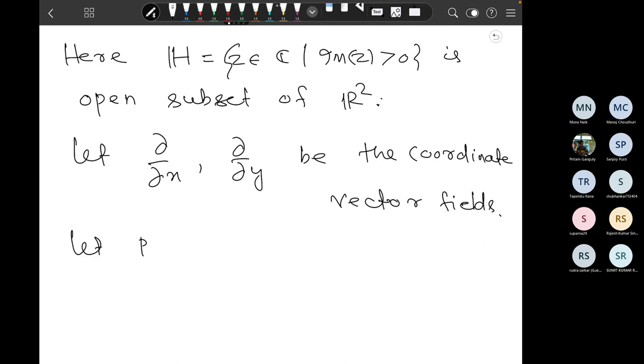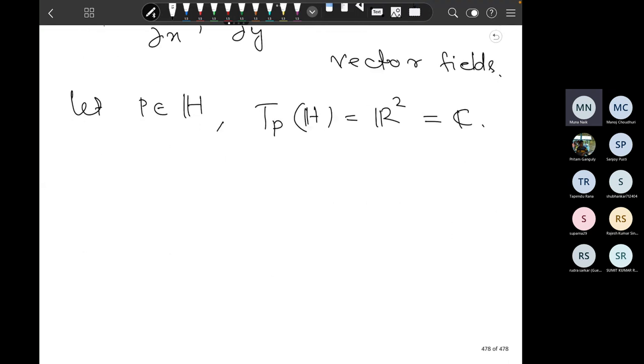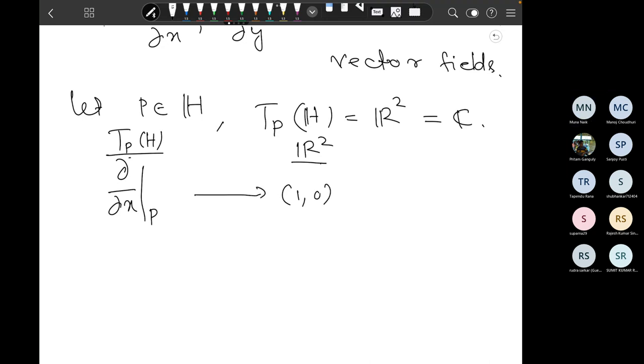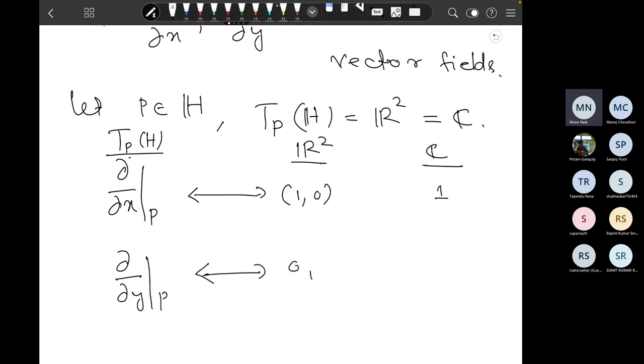Now let p belong to H. Then T_pH is equal to R2, because this is an open subset of R2, and R2 can be identified with C. So you can say that the tangent space of H at p is either C or R2. So we will use both pictures. Now the second thing: if you look at del by del x at p, that will belong to T_pH, and T_pH we can identify with R2, and that will correspond to (1, 0), and on C that will correspond to 1. Secondly, del by del y at p will correspond to (0, 1), and if you identify R2 with C, that will correspond to i.